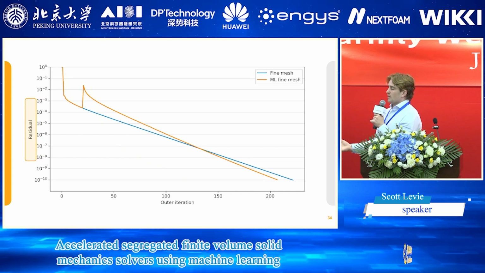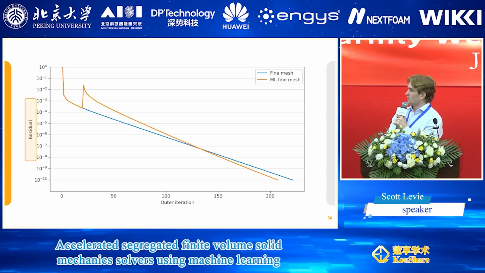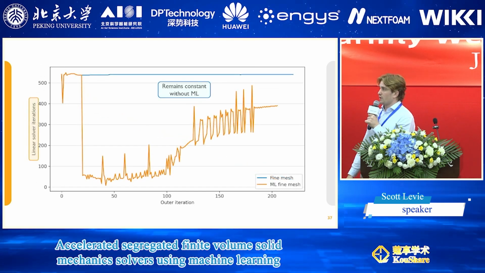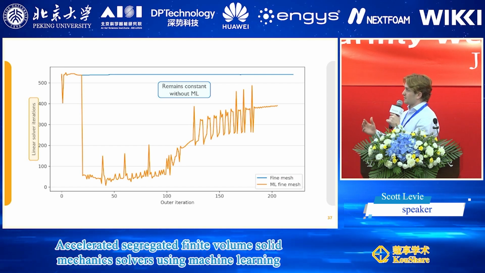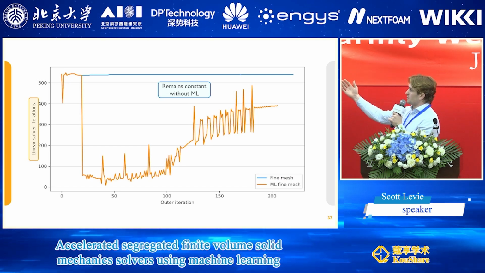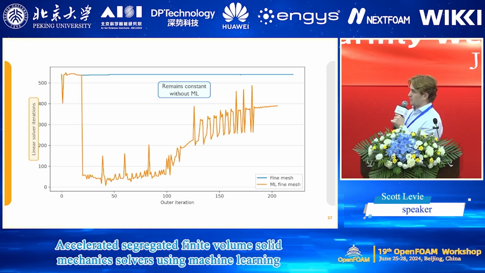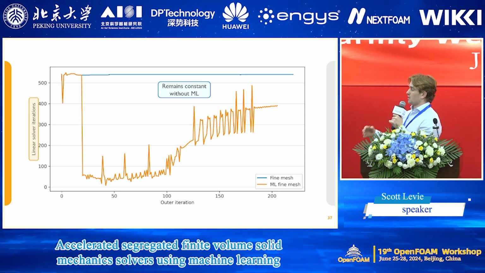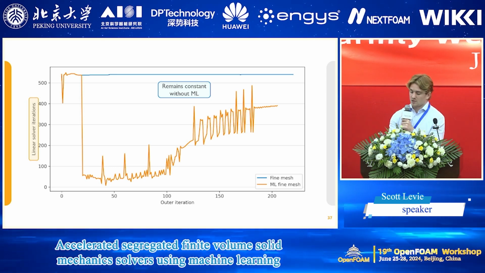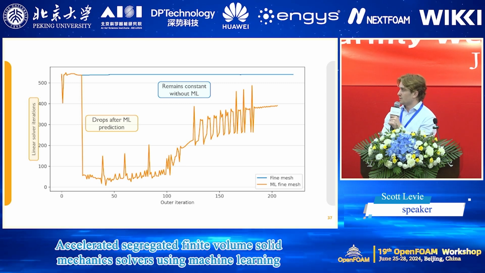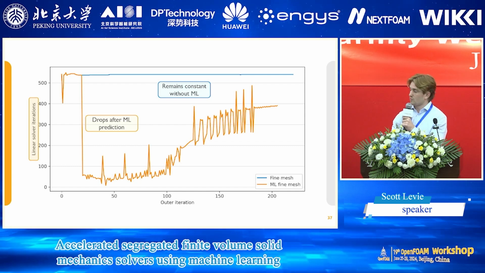So why is this faster? To answer this question, I looked at the number of linear solver iterations. The relative tolerance for the linear solver will stay the same. For the conventional method, this stayed at around 500 iterations to reach the tolerance of the linear solver. And when the machine learning model makes its prediction, the number of linear solver iterations required drops dramatically.